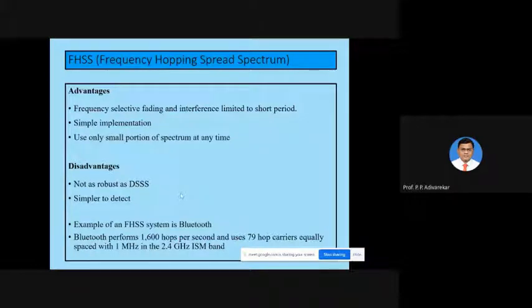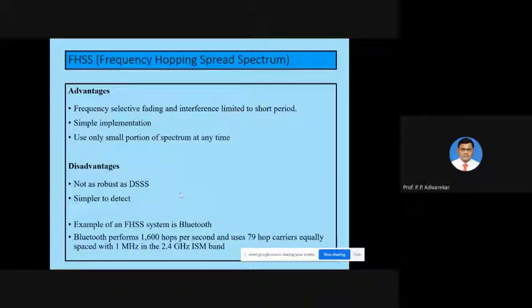Another disadvantage is it is simpler to detect. Now, simpler to detect, how is this a disadvantage? This is a disadvantage in terms of attacks basically. If it is simpler to detect, that means any intruder can simply detect the transmission, and higher security needs to be provided in the case of FHSS. So the real life example of FHSS is Bluetooth.